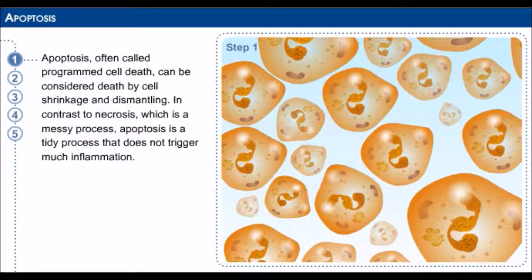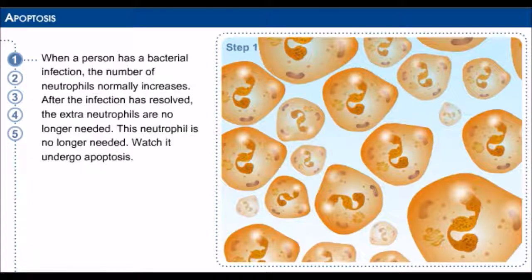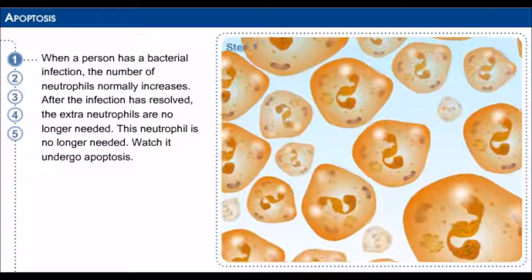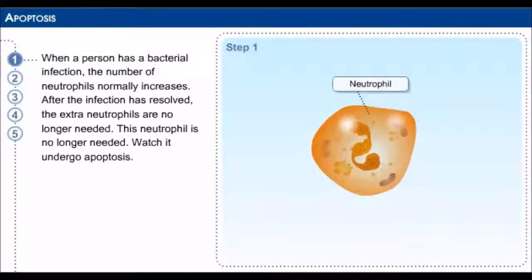Apoptosis, often called programmed cell death, can be considered death by cell shrinkage and dismantling. In contrast to necrosis, which is a messy process, apoptosis is a tidy process that does not trigger much inflammation. When a person has a bacterial infection, the number of neutrophils normally increases. After the infection has resolved, the extra neutrophils are no longer needed. This neutrophil is no longer needed. Watch it undergo apoptosis.